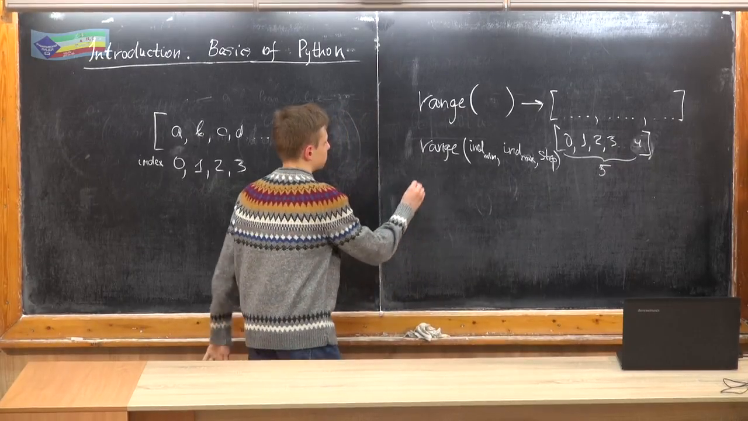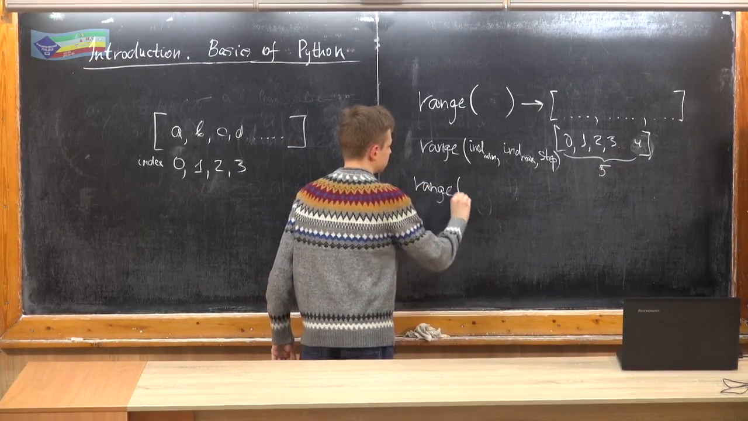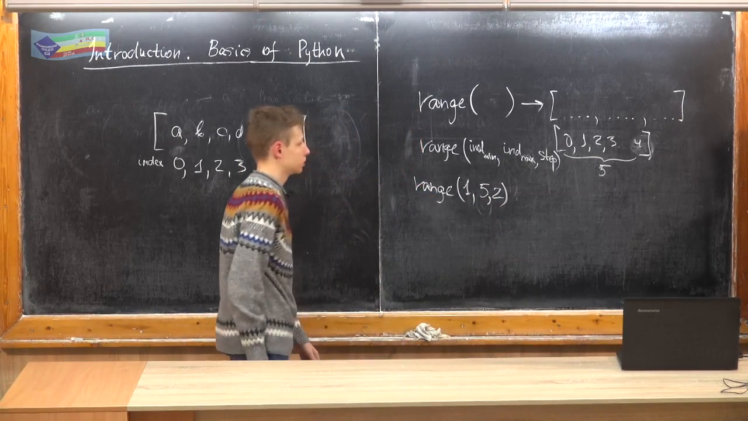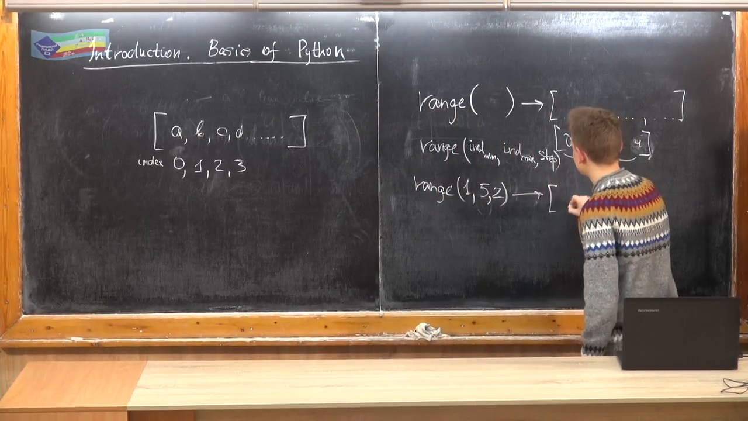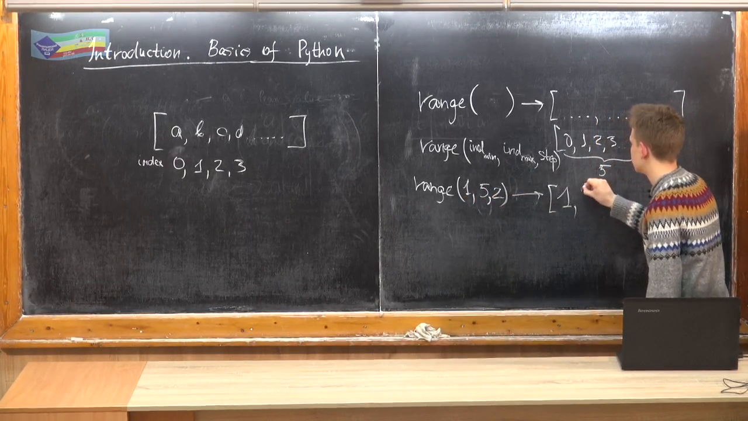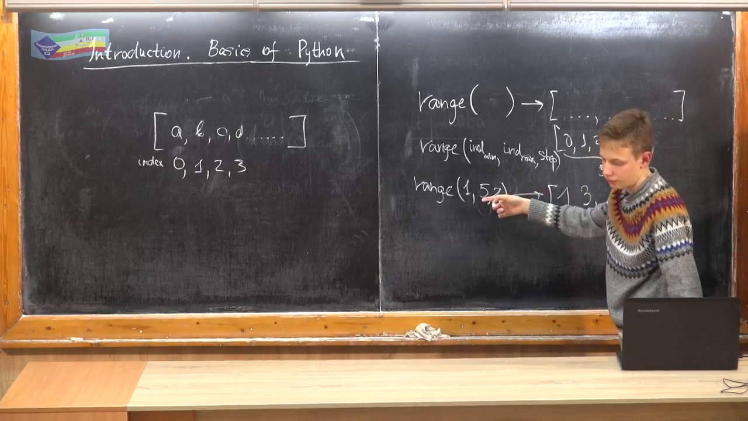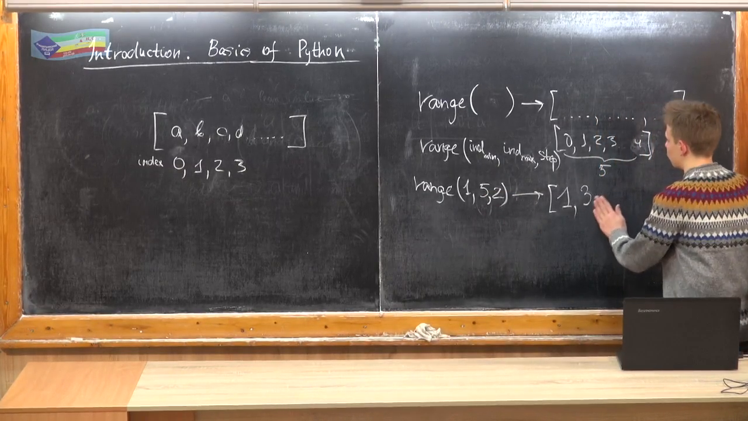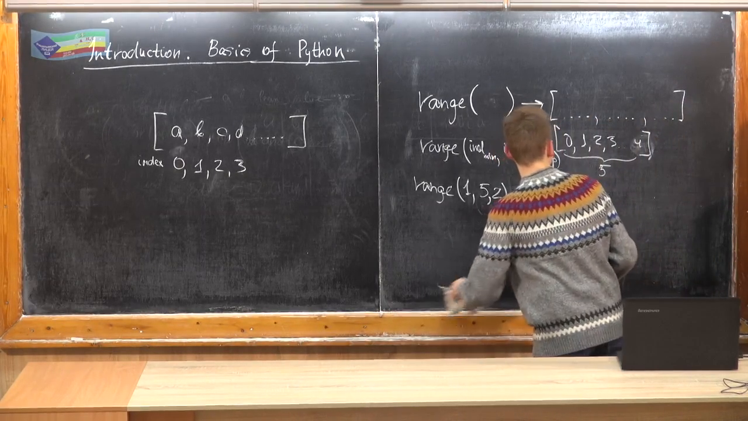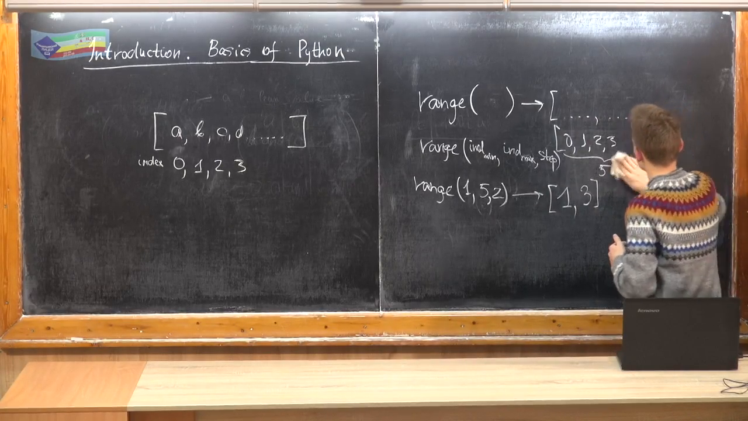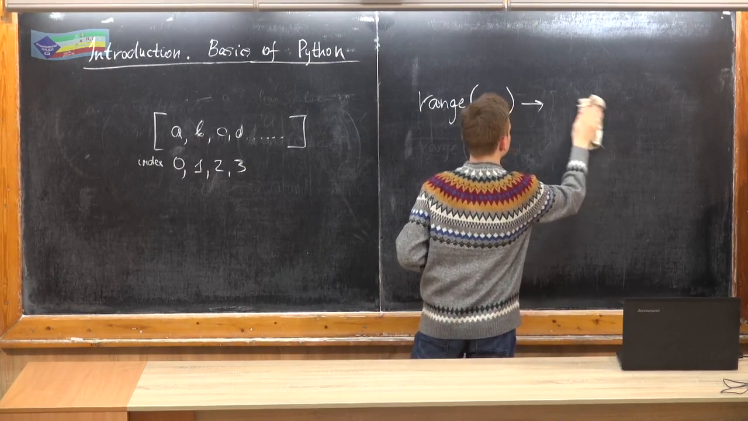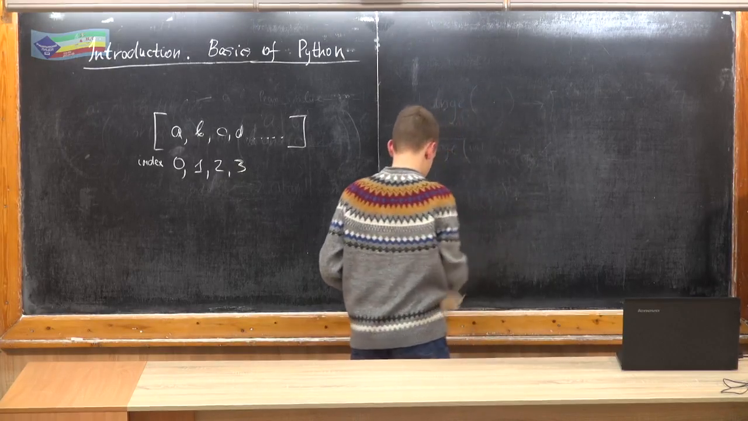For example, if we take range 1, 5 with step 2, we will create a list which starts from 1, then 1 plus 2 is 3, then 5. 5 is the stop number and it won't be included in this array. So we will just end up with this list. And now let's see other examples of using an array created by range in code.